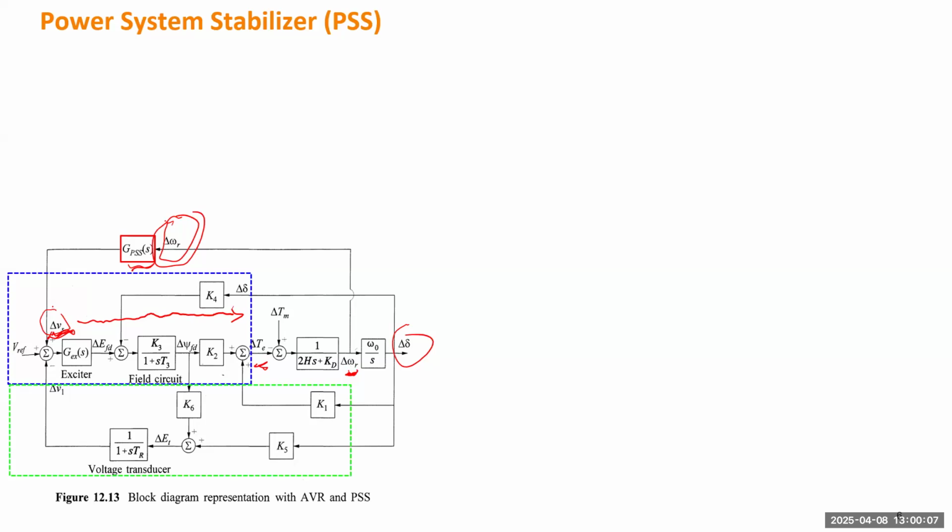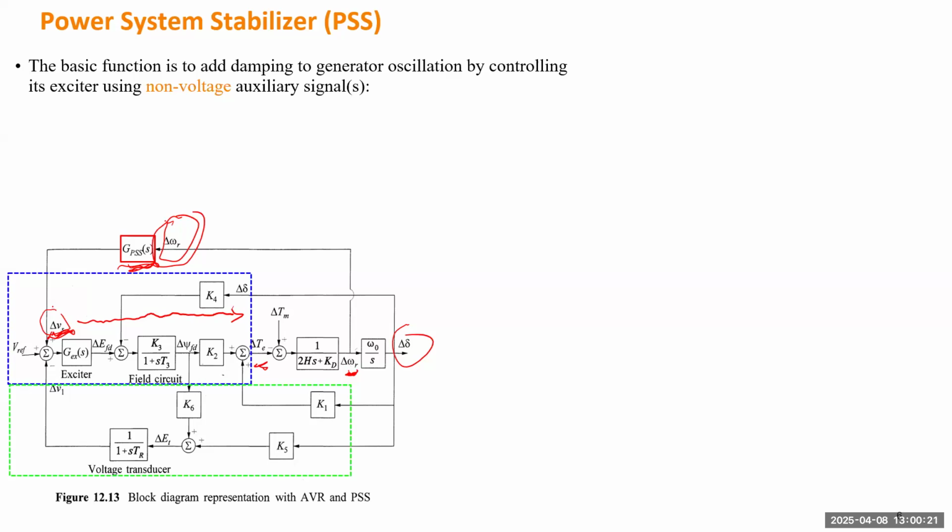This PSS is usually integrated in the excitation system. It's just an optional function there. If you want to use this PSS, you need to enable this block. Otherwise, this block is just open and not functioning. It adds damping to the generator by providing a voltage signal, but it actually measures some non-voltage signal. That's why we call it an auxiliary signal. So here it is just speed deviation.